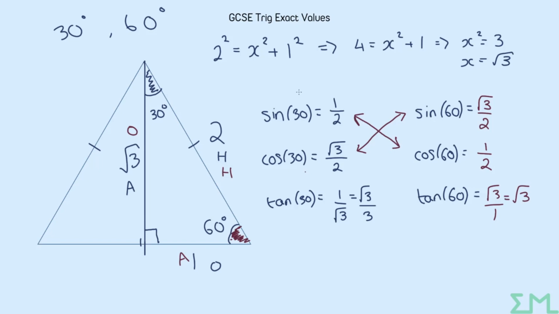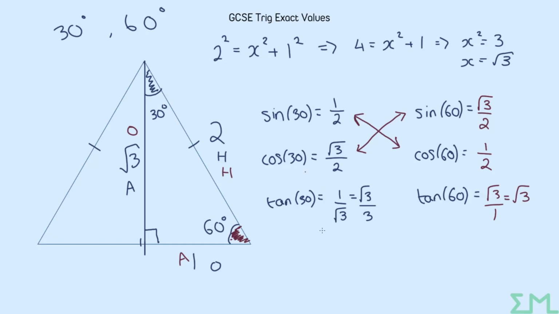Now again, you don't need to remember that sine 30 goes with a half and cos 60 goes with a half, etc. I don't think it's worth trying to remember that. Just learn this triangle. Quickly draw an equilateral, cut it in half, label your angles, label your sides, and then you can write down the values that you want.